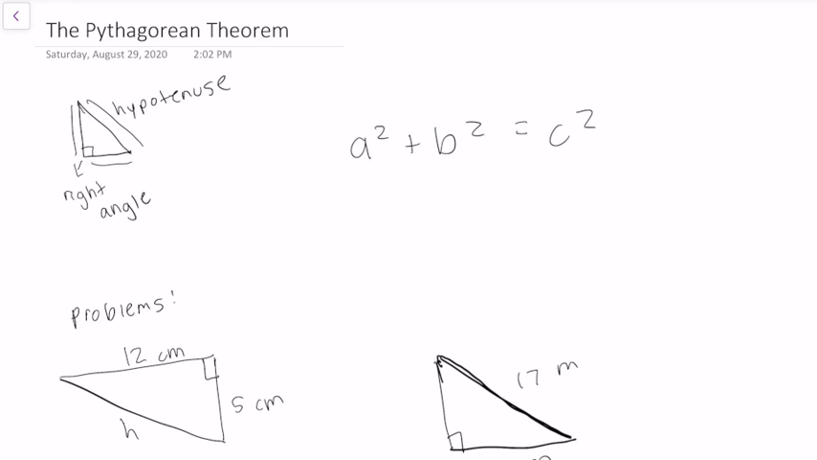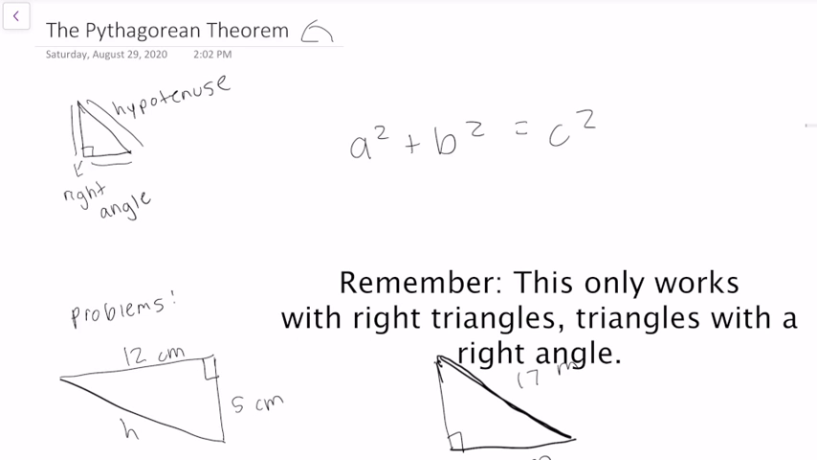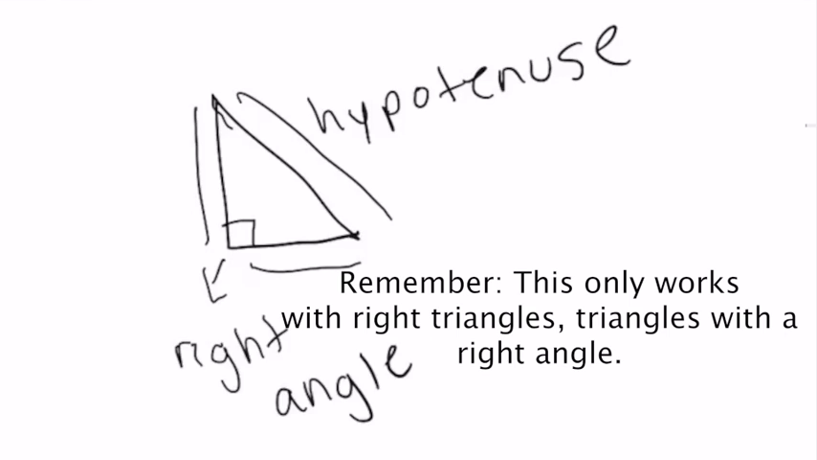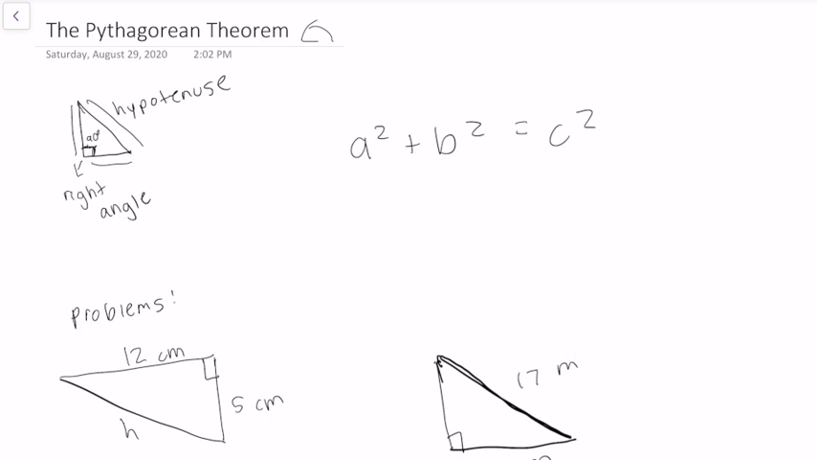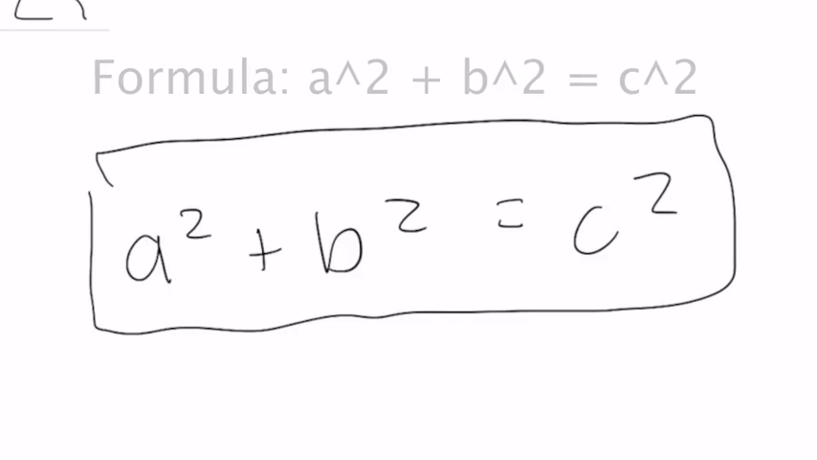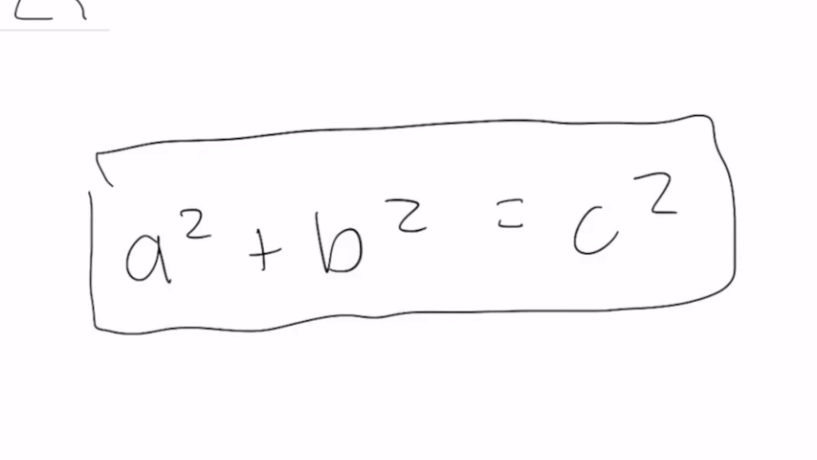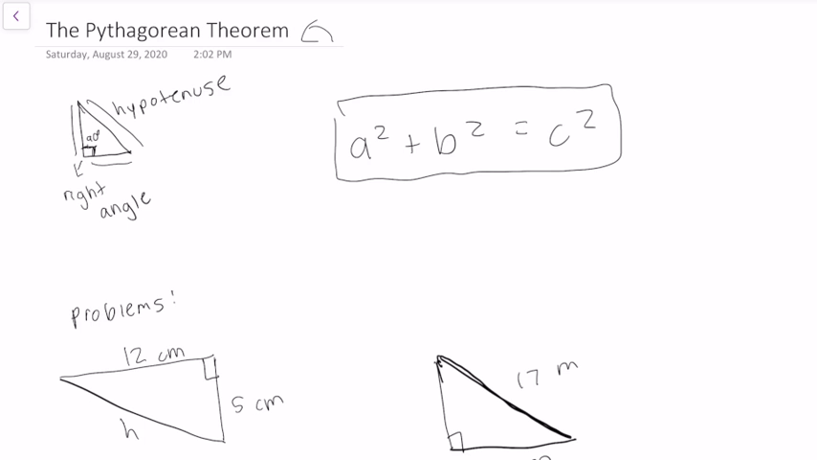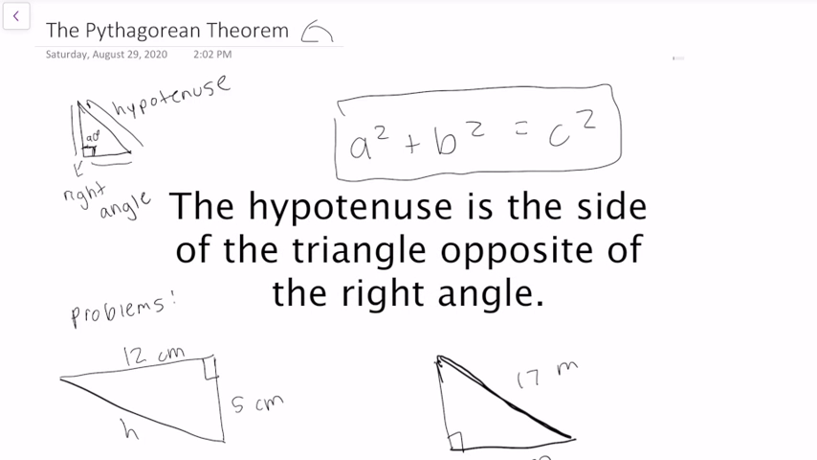Today we're going to be doing the Pythagorean Theorem. The Pythagorean Theorem is used for finding any sides of a triangle with a 90-degree angle. The formula is a squared plus b squared equals c squared. A squared and b squared are the legs and c squared is the hypotenuse. The hypotenuse is the side of the triangle that is directly opposite of the 90-degree angle.